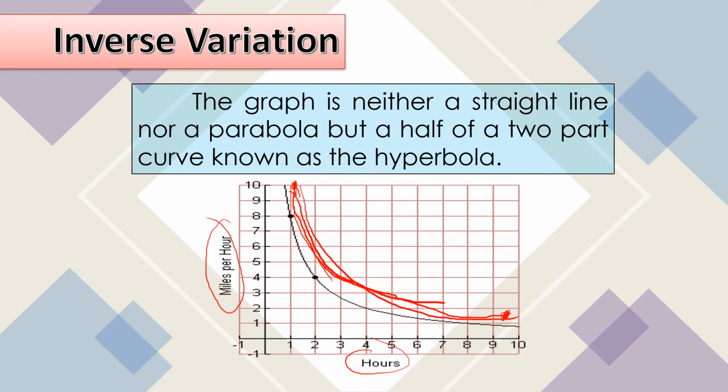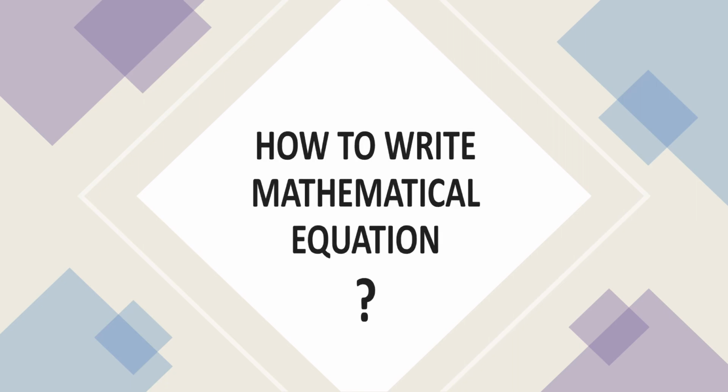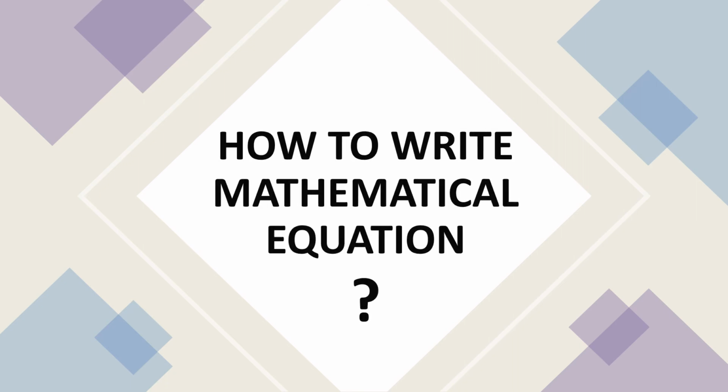Kapag nataas, nababa yung isa. Okay. How to write mathematical equation? Katulad ng direct variation, ganun lang. Basta tandaan mo sa inverse, yung k o yung constant ay laging nasa taas.